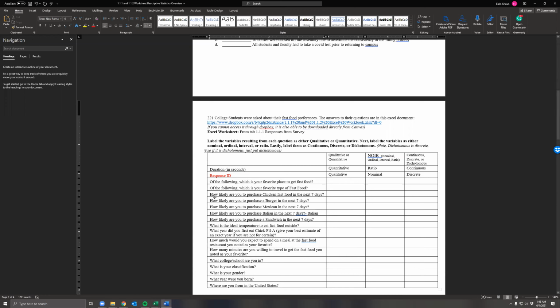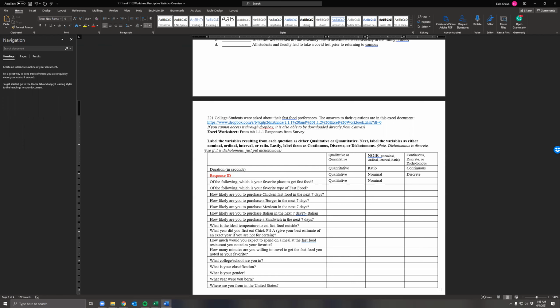Then I'm going to do one more here. Of the following, what is your favorite place to get fast food? A lot of people get this confused. First of all, we do know that this is qualitative. Where people get confused is they don't know, is it nominal or is it ordinal? If I'm putting my favorite places in order, and I were to say this is my favorite, second, third, fourth, fifth, sixth, and I were to rank all of my favorites from top to least, then that would be ordinal. But if I'm only giving you my one favorite, it's a quality about myself, and it's nominal.